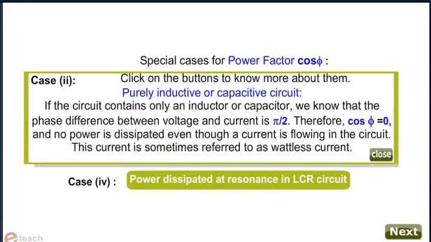Purely inductive or capacitive circuit. If the circuit contains only an inductor or capacitor, we know that the phase difference between voltage and current is pi by 2. Therefore, cos phi equals 0 and no power is dissipated even though a current is flowing in the circuit. This current is sometimes referred to as a wattless current.